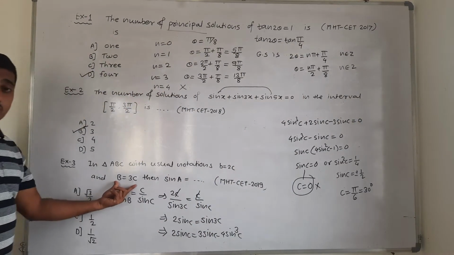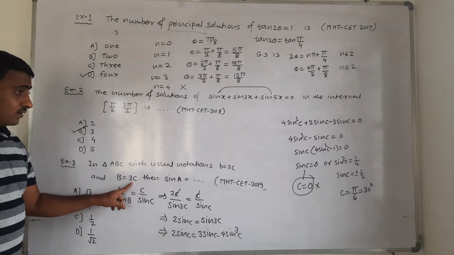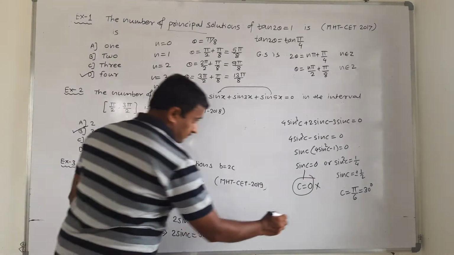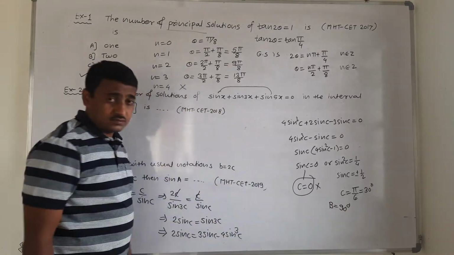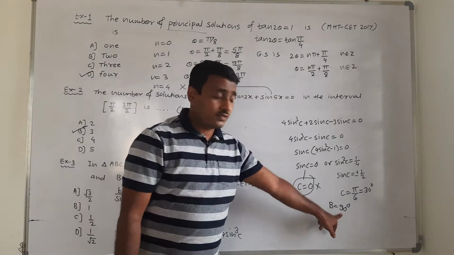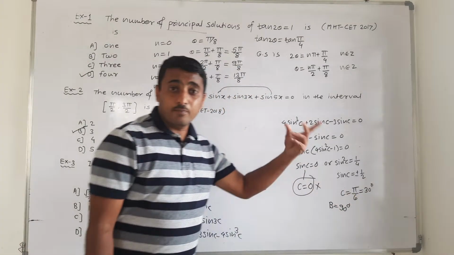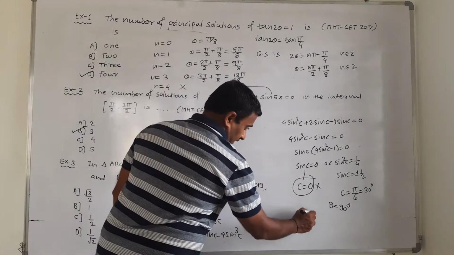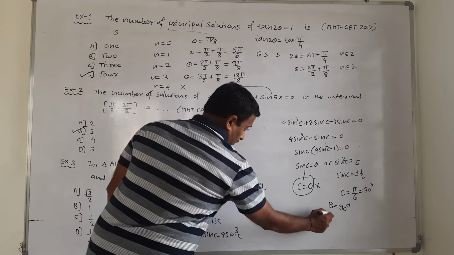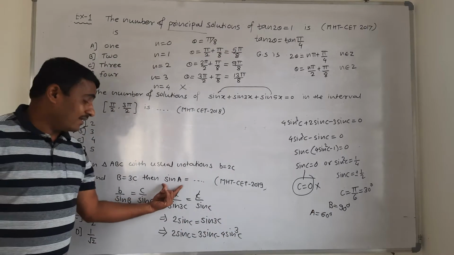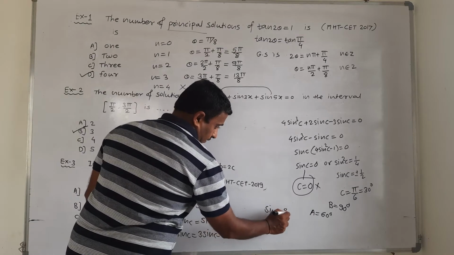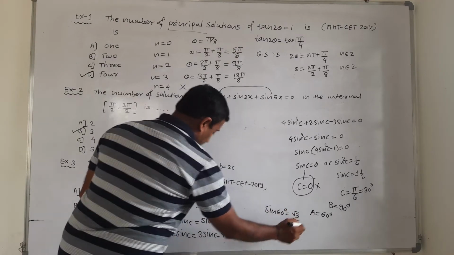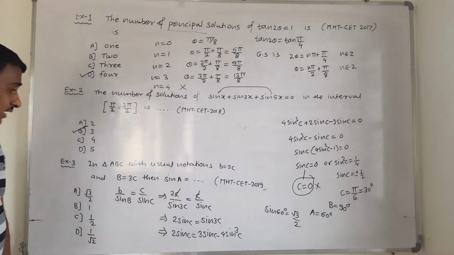Therefore angle B is equal to what? B is equal to 3C. Therefore B is equal to 90 degree. Now in the triangle, C is 30 degree, B is 90 degree. Therefore total 120. Remaining angle A is 60 degree. Therefore A is equal to 60 degree. What we want is sin A, sin 60. Sin 60 is equal to root 3 by 2, that is root 3 by 2.